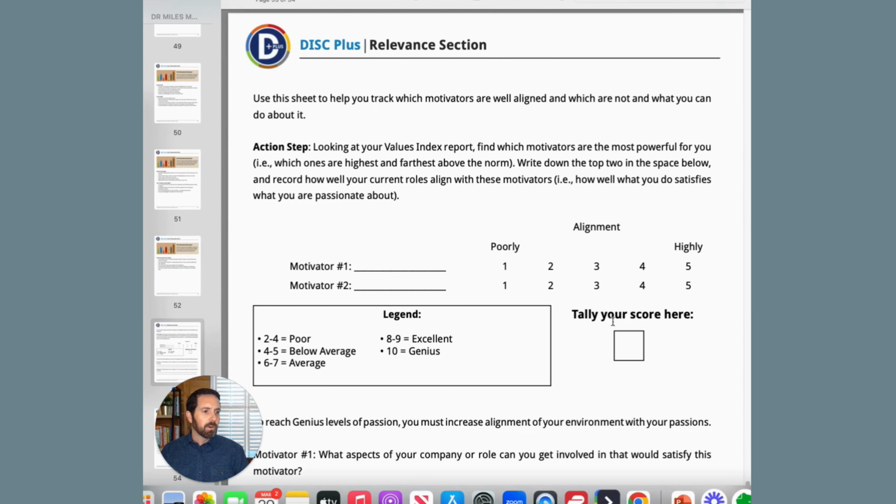And at the end, there are some quizzes to help you figure out where you're at, what's motivating you, because honestly, you're not going to be passionate about a job you're not motivated in. And so that's a lot of what we can find out about this assessment.